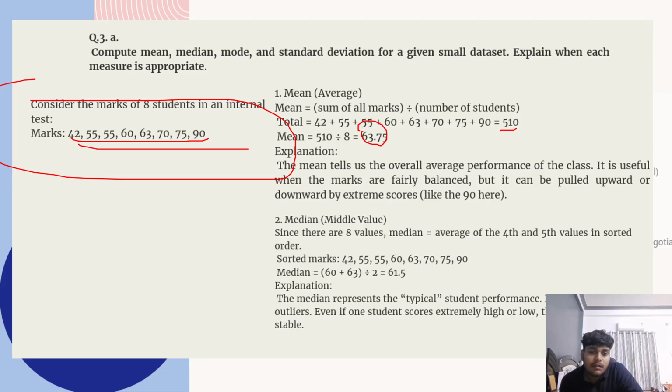Median means the middle value. Since there are 8 values, the median is equal to the average of the fourth and fifth values in sorted order. Sorted order will be 42, 55, 55, 60, 63, 70, 75, 90, which is from smallest to greatest. Taking these two middle values and dividing by 2, we get 61.5. The median represents the typical student performance, robust to outliers, even if one student scores extremely high or low.